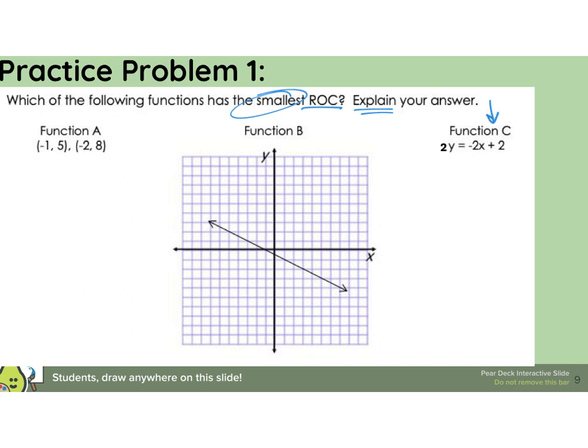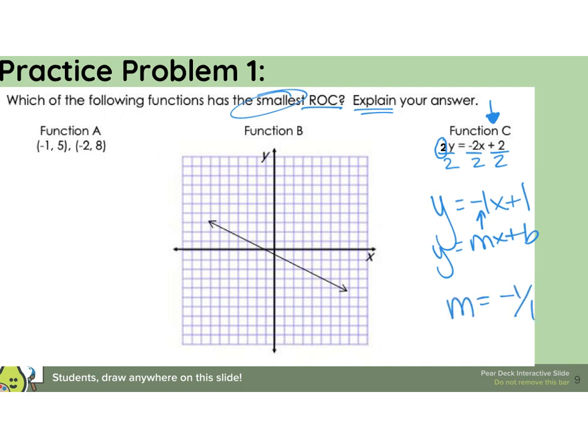So I'm starting with the equation. Now, this equation is not in slope-intercept form yet because there's a 2 here that needs to go. So you first have to divide everything by 2, and you get y equals negative 1x plus 1. Now it's in slope-intercept form. It has to be just a y, not a 2y, not a negative y, but a y. And so now I can see that the rate of change is negative 1.